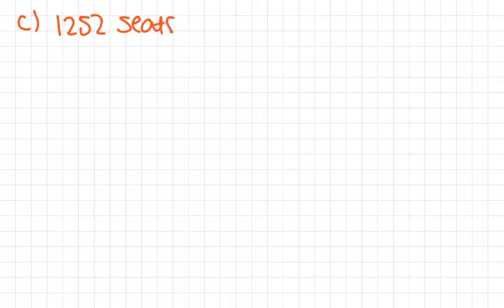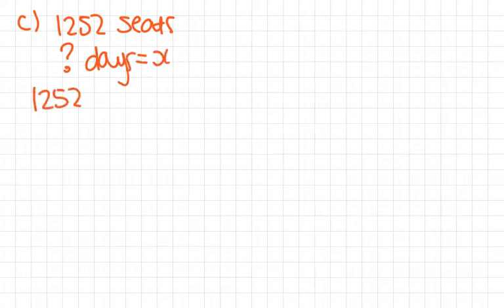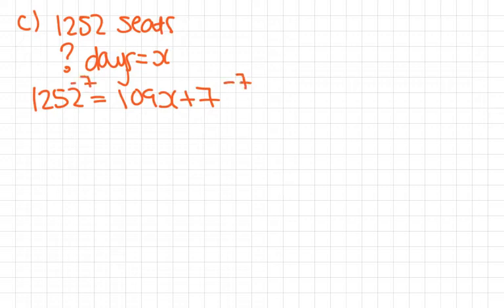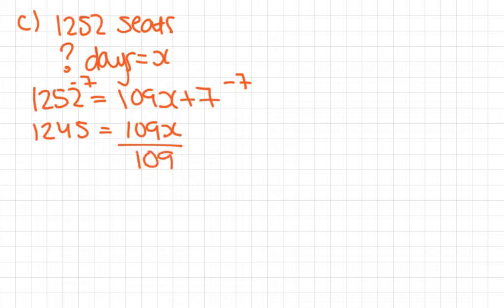C. Estimate the number of days needed to build 1,252 seats. So 1,252 seats is not x now because we're trying to find x. We're saying how many days. So in our equation, we're going to put 1,252 in for y this time. So 1,252 equals 109x plus 7. Now we need to get x by itself, so we need to do the opposite of BEDMAS. So we're going to subtract first, take away the 7 from both sides. So 1,252 minus 7 is 1,245 equals 109x. And then 109 is multiplied by x, so we're going to divide by 109.